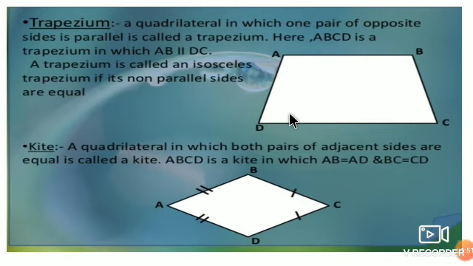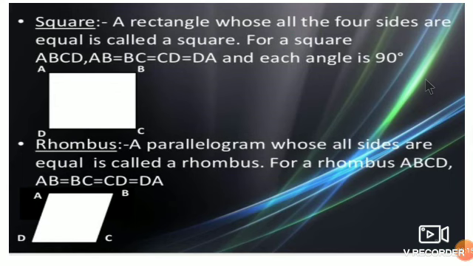Figure of the trapezium. A trapezium is a quadrilateral in which one pair of opposite sides is parallel. Means the side AB and the side DC, these two are the opposite sides which are parallel to each other. This AD and the side BC are non-parallel sides. These two sides are non-parallel sides.